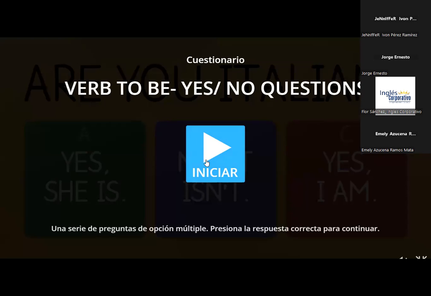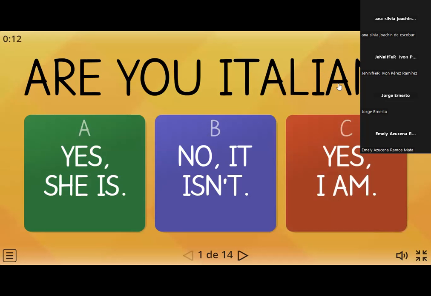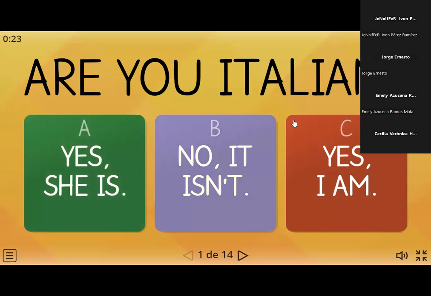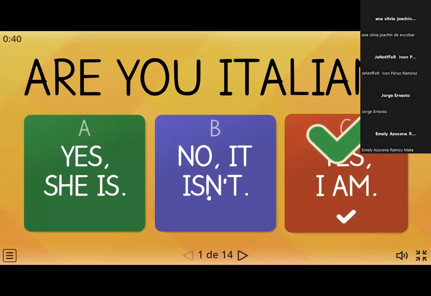Verb to be, yes, no questions. Okay, remember the structure for yes, no questions? We start with the verb to be, the subject, and the complement. That could be an adjective, for example. So, what is the best answer for this question? Are you Italian? What is the best answer? Yes, I am. Are you Italian? Yes, I am. Okay.